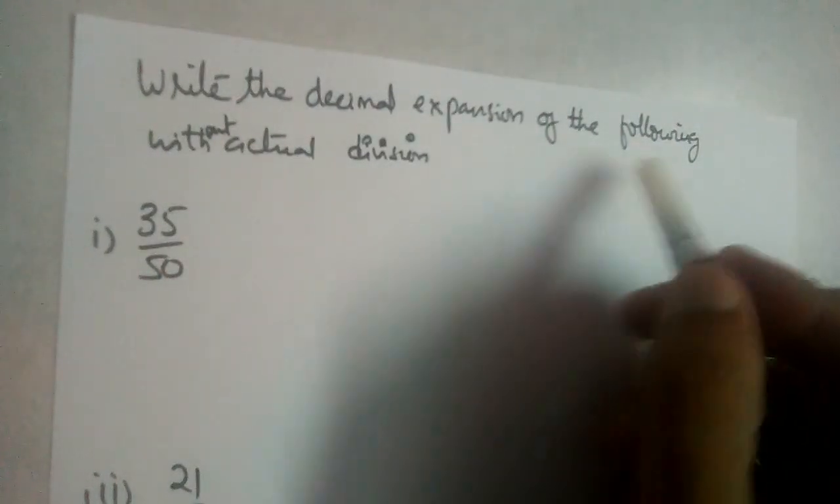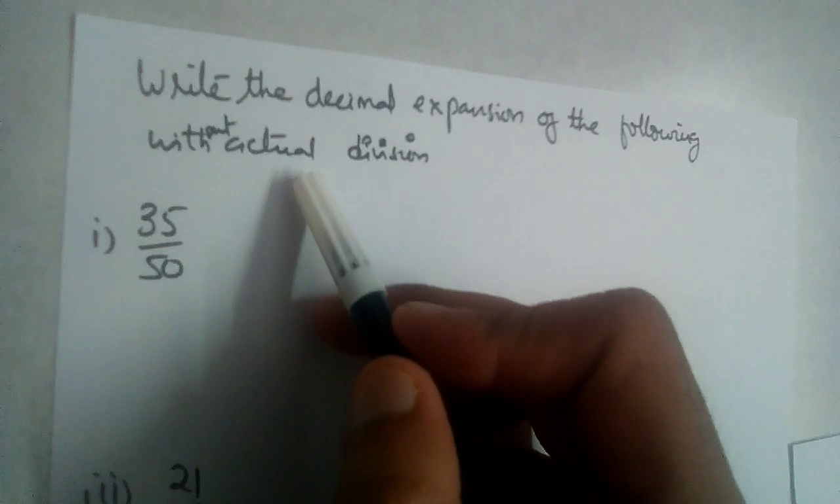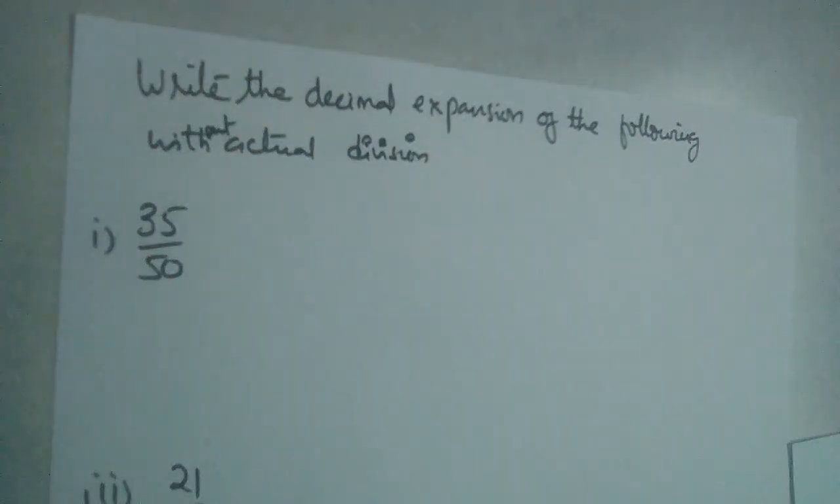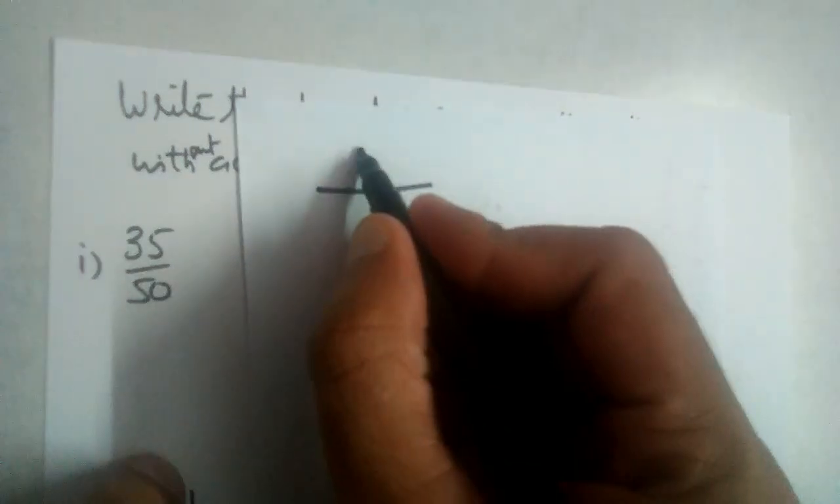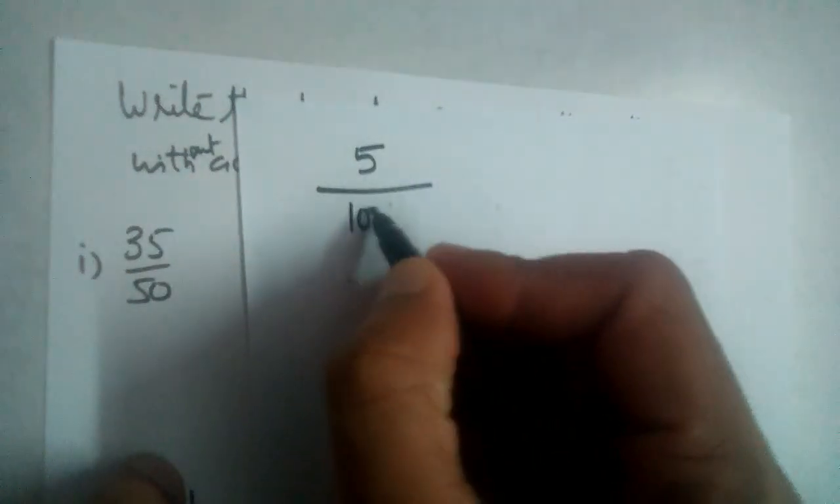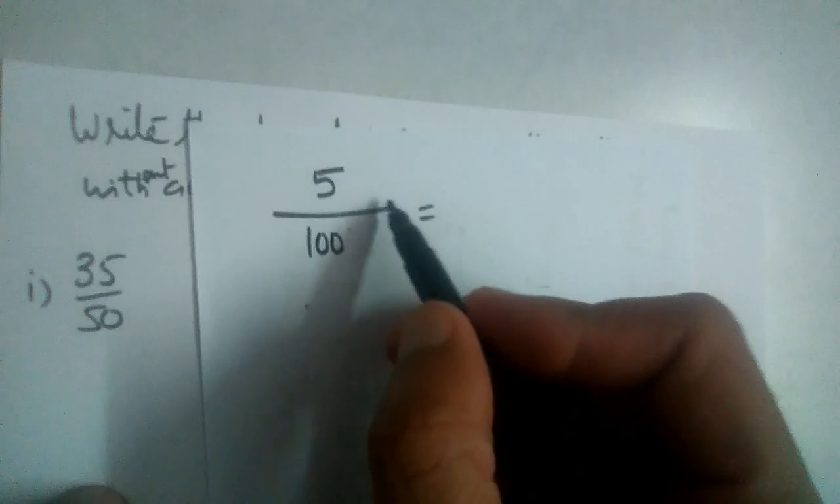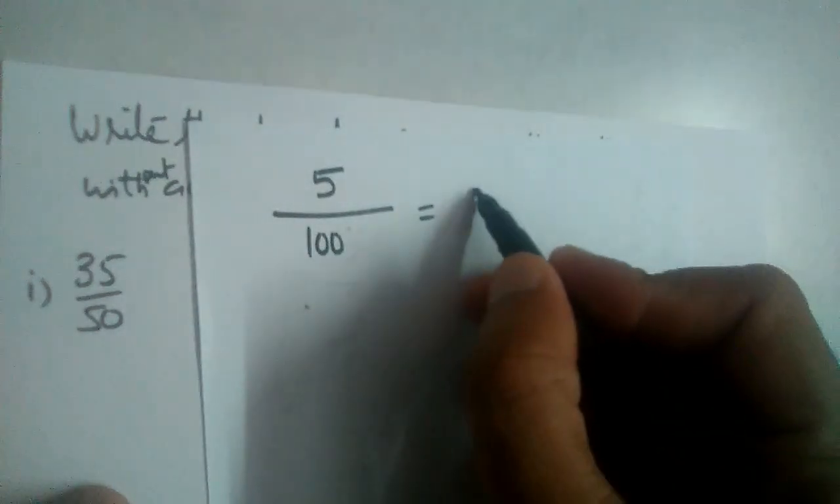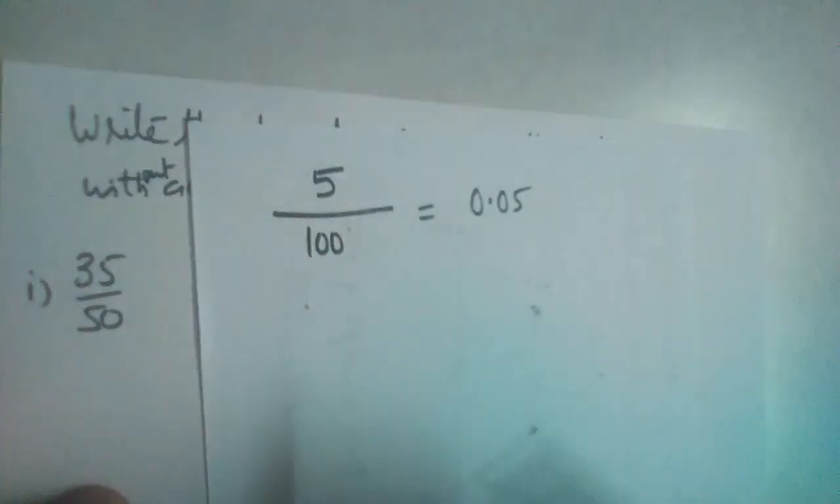Write the decimal expansion of the following without actual division. Okay, so before starting the problems, I want to explain one thing. Without actual division, for example, we have 5 here and we have 100. Without actually dividing, we can write this as 0.05.